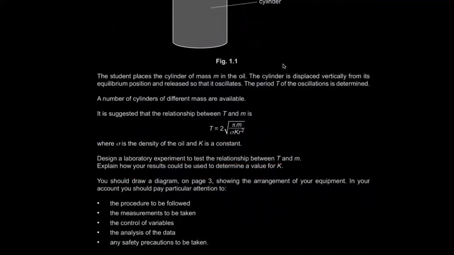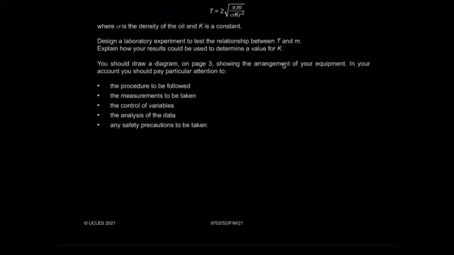So first off, let's just go down and talk about the problem. In properly defining the problem, we would say that we vary M, the mass of the cylinder, and measure capital T, right?